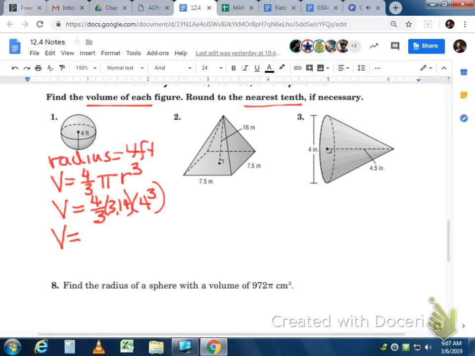All right, Maddie, what'd you get? 267.9 feet cubed. How many people got that? That is correct.